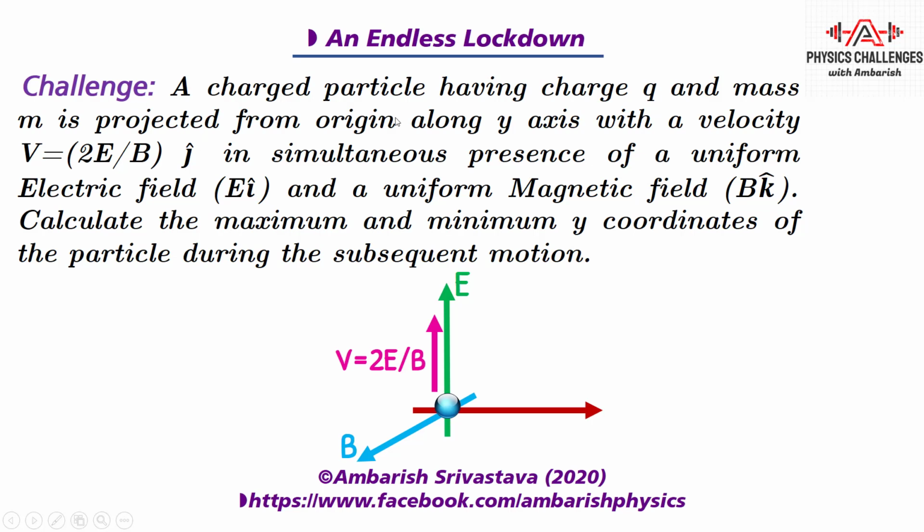A charged particle having a charge q and mass m is projected from the origin along the y-axis with a velocity v = 2E/B j cap, in the simultaneous presence of a uniform electric field E i cap and a uniform magnetic field B k cap. Calculate the maximum and minimum y coordinates of the particle during the subsequent motion.